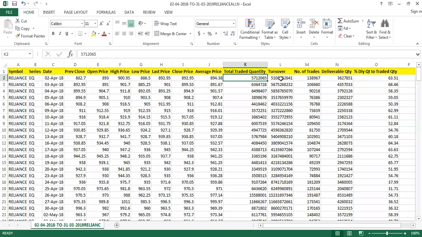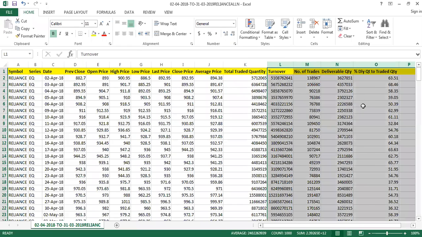Okay. How do I achieve the turnover? Quantity multiplied by average price. This is the amount of trade that was done on that particular day. How many contracts were sold or how many contracts were done? These many contracts. So honestly speaking, don't worry about all this.